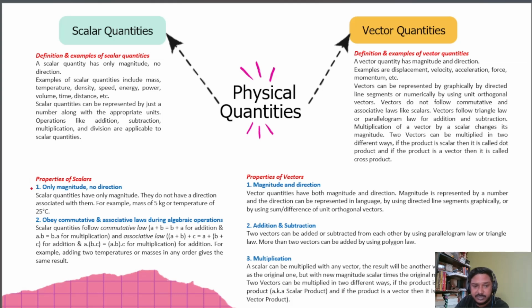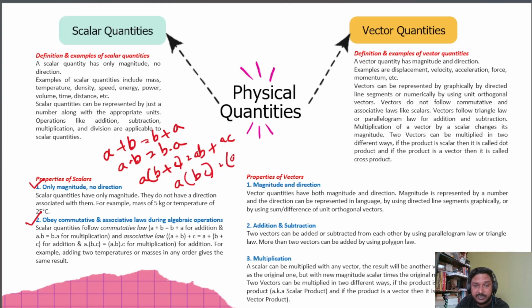The properties of scalar quantities are that they have only magnitude and no direction, and they obey commutative and associative laws during algebraic operations. Commutative laws are like a plus b equals b plus a, and a dot b equals b dot a in case of scalars. And the associative law is like a dot (b plus c) equals ab plus ac. And if we have a into b into c, it can be written as ab and then multiplied by c. So basically these operations are allowed in scalar quantities because they behave just like normal numbers.